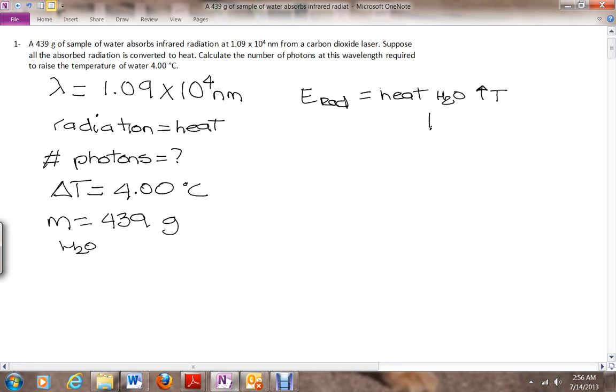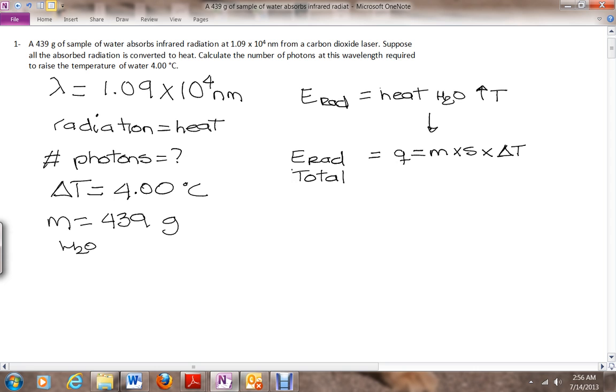So here we have the formula Q equals mass times specific heat of water times delta T. Remember that from last chapter, chapter 5. Think about it, they're giving us mass and delta T, so why don't we use this? And they're saying heat, which is the same as the energy of the radiation. Now, this is a total energy, right? What would be the energy per photon?